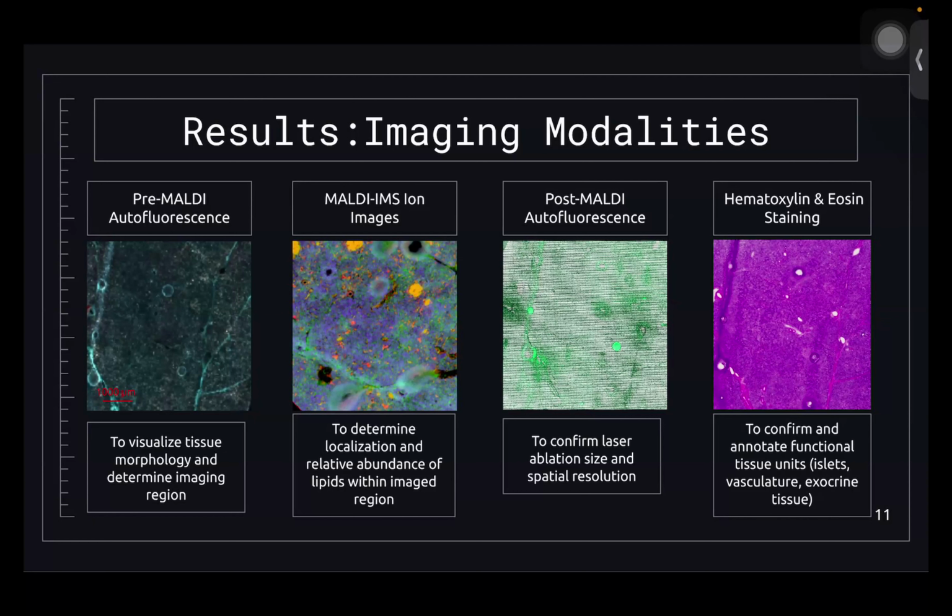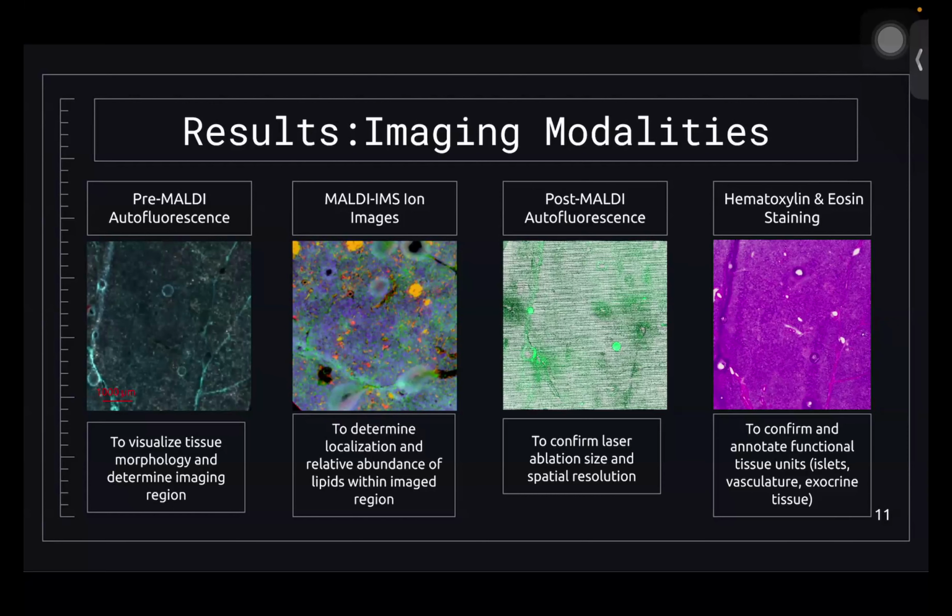And then we have post-MALDI autofluorescence, which is after you've put your sample in the machine, and that just helps us to confirm the laser ablation, or like the laser shot size that we had set is the same. It also helps us to confirm the spatial resolution. Then we have H&E staining, and that just helps us to confirm and annotate some of the functional tissue units, such as the islets, the exocrine tissue, and the vasculature that exists.